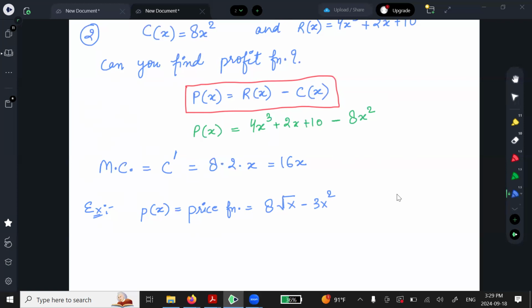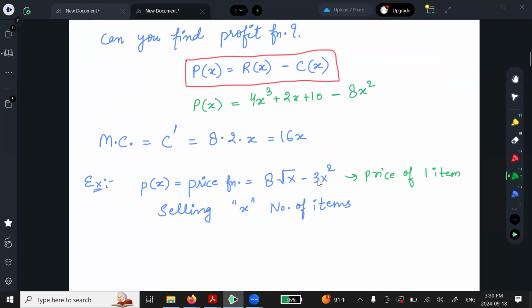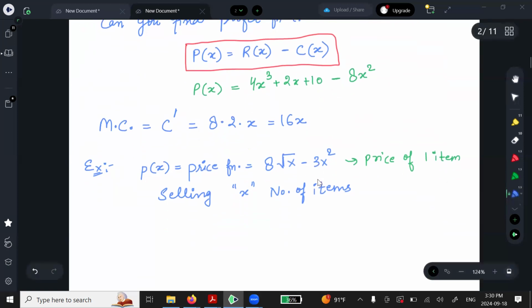Suppose, in an example, I give you a price function. This is the price of one item. We are selling x number of items. That's how you give the price of an item. Can you find me the revenue function? If I give you the number of items sold, which is x, and the price of each is given by this, can you find me revenue?